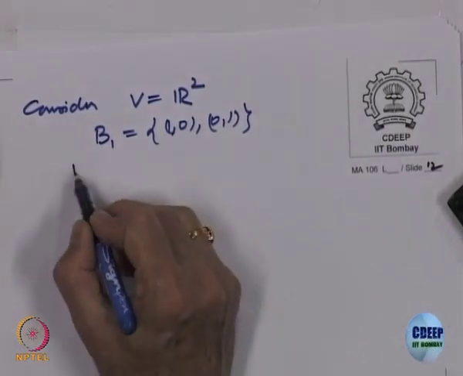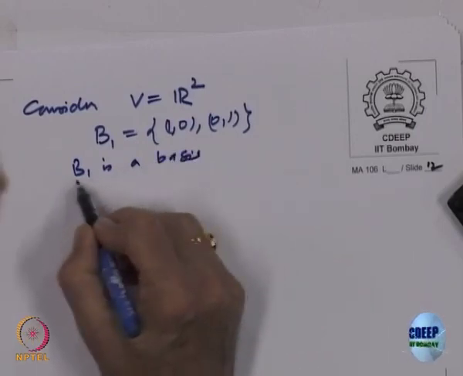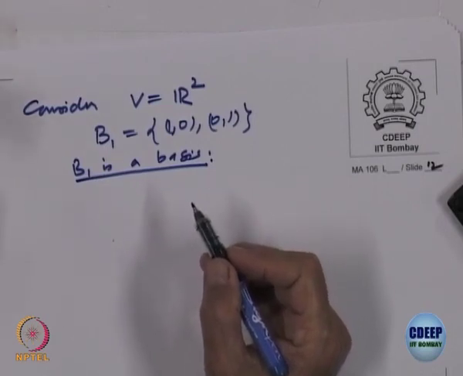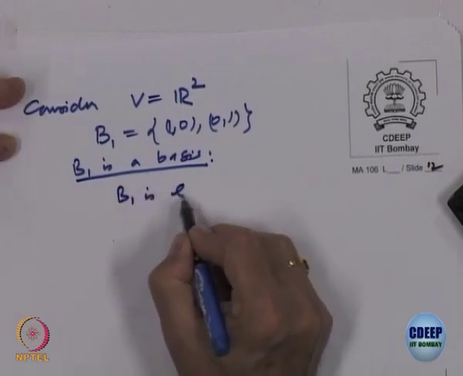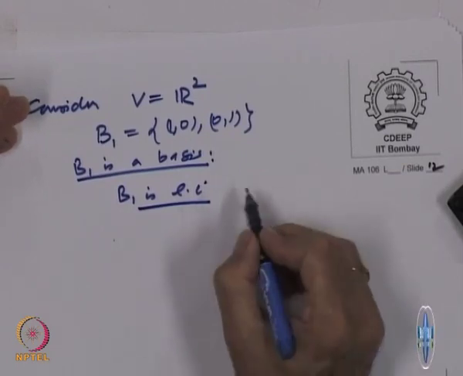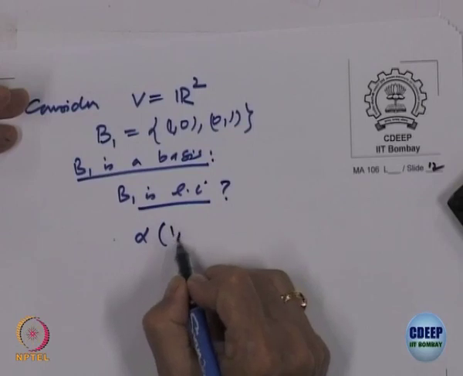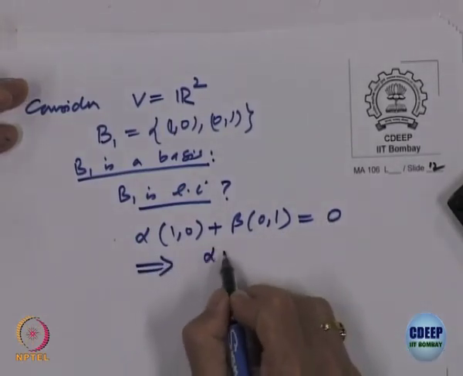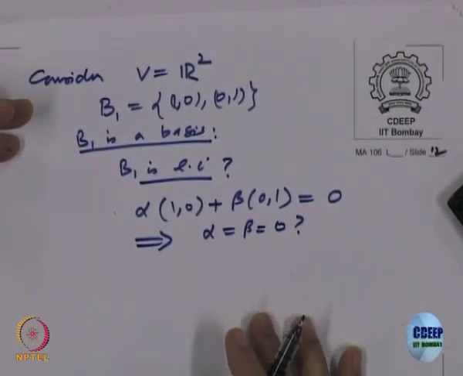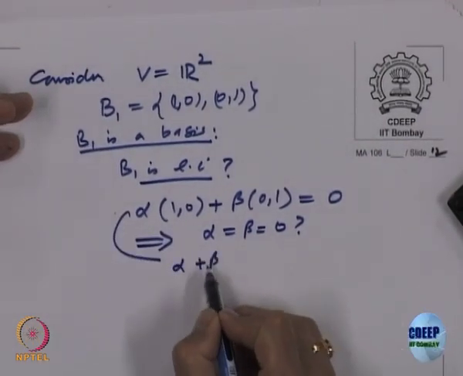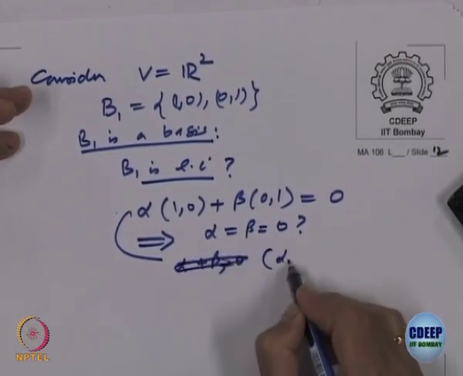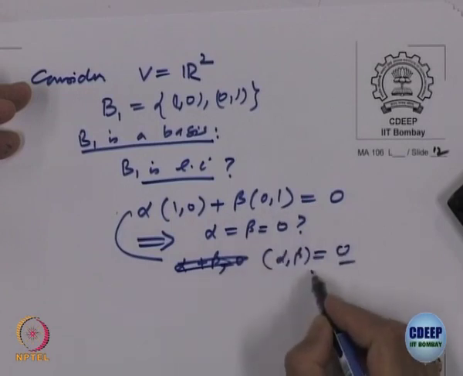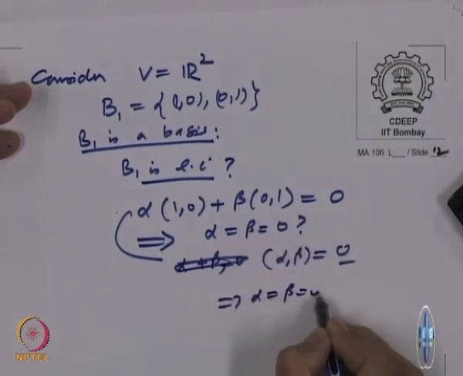Why is B 1 a basis? I should be able to check by either of the definitions. So, let us check that B 1 is a linearly independent set. How do I check it? Check alpha times (1, 0) plus beta times (0, 1); if it is equal to 0, it should imply alpha equal to beta equal to 0. That is the same as saying (alpha, beta) equal to 0, and that implies alpha equal to beta equal to 0.